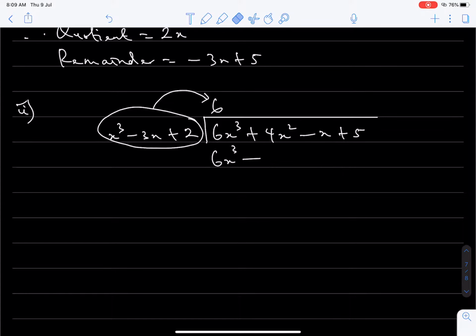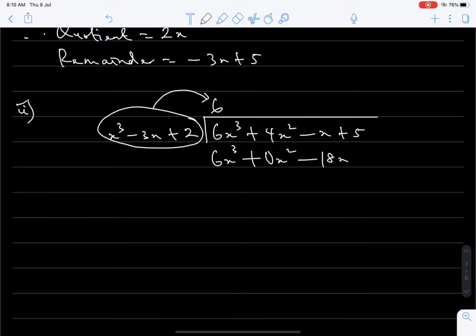So there is no x squared term. So I'm just going to write 0x squared and then minus 18x so I don't get confused. You put an x squared term under the 4x squared before you write the result of the multiplication, which is minus 3x times 6, that's minus 18x, and then 2 times 6, 12. That's just to avoid confusion.